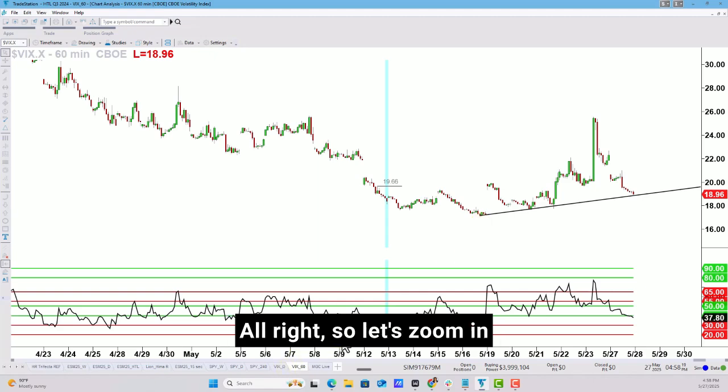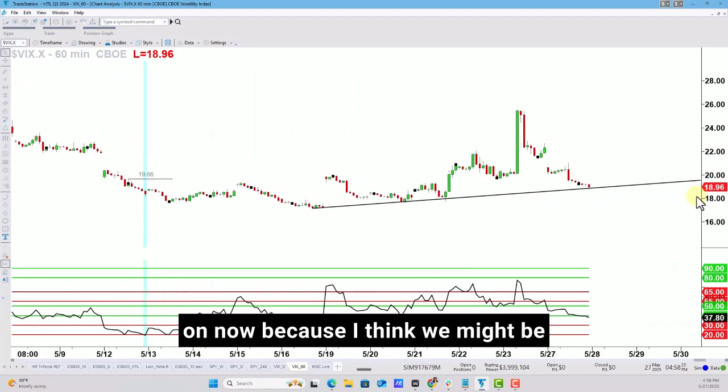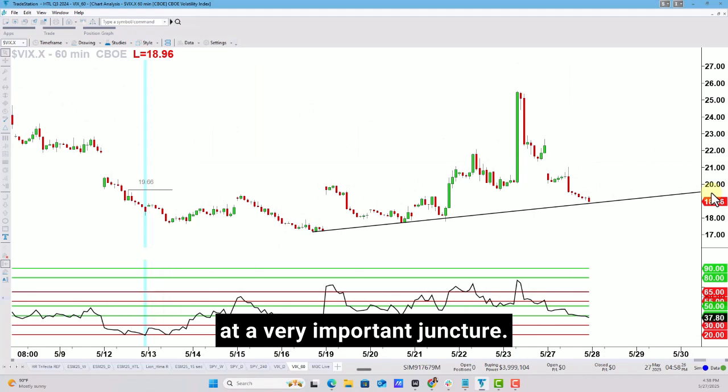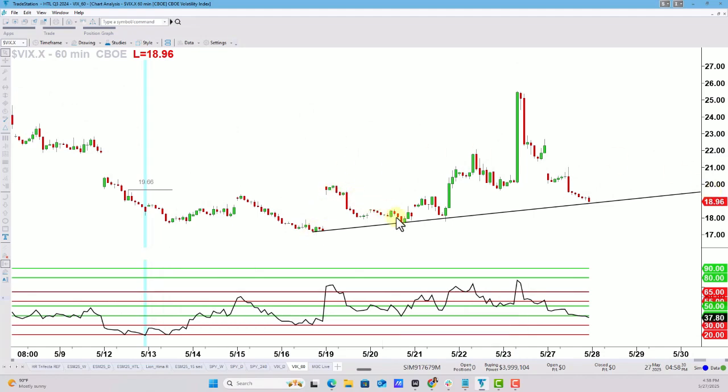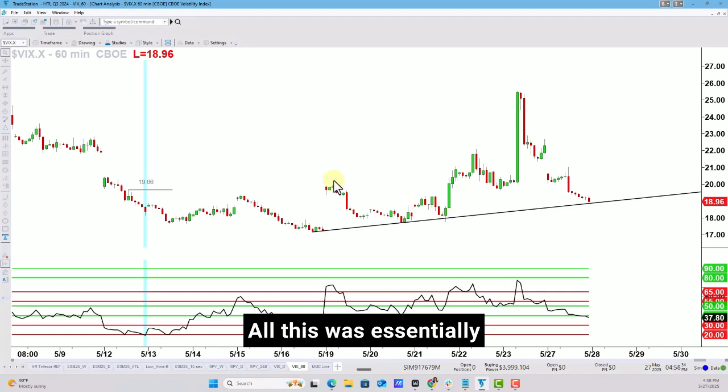All right, so let's zoom in on the recent action and then get real specific on what's going on now, because I think we might be at a very important juncture. Here's why. We had a pop up from that low, right? Traded down. Popped up, traded down. All of this was essentially consolidation.